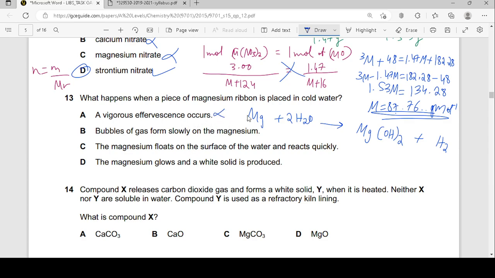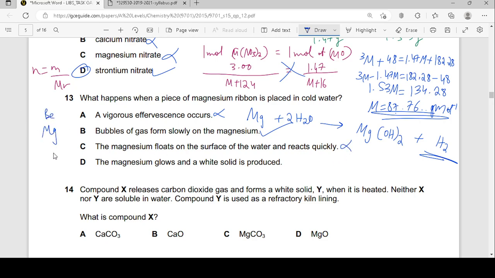Now, what happens, that's in the options: a vigorous effervescence occurs. Well, it doesn't, because it's a slow reaction, you get Mg(OH)2 instead of MgO, right? So it's not a very vigorous reaction. And bubbles of gas form slowly on the magnesium, that is right, slow reaction, although hydrogen gas, right? Magnesium floats on the surface of water and reacts quickly, it doesn't really react that quickly.